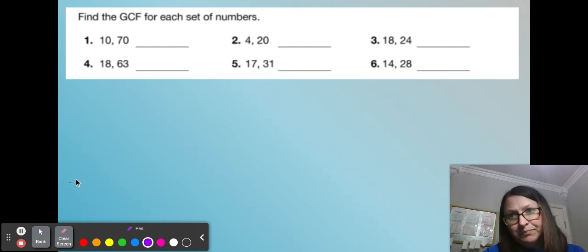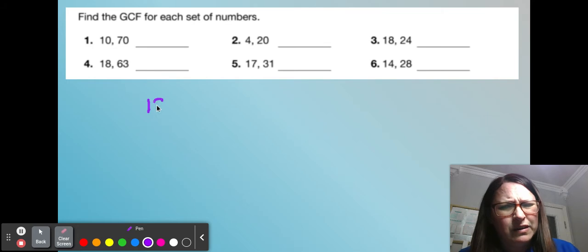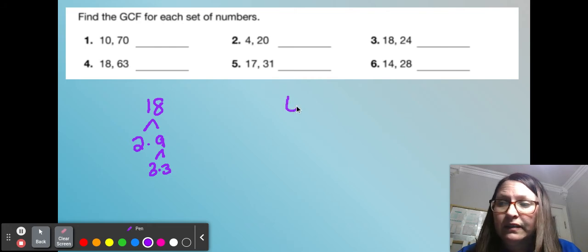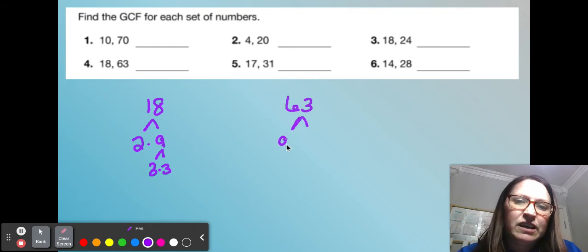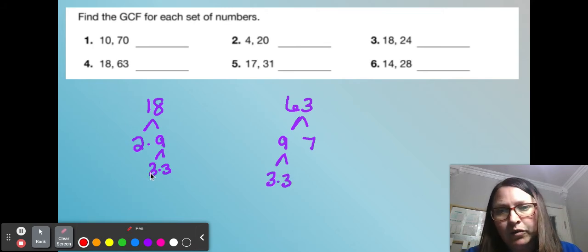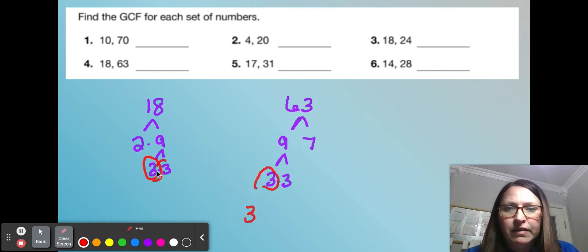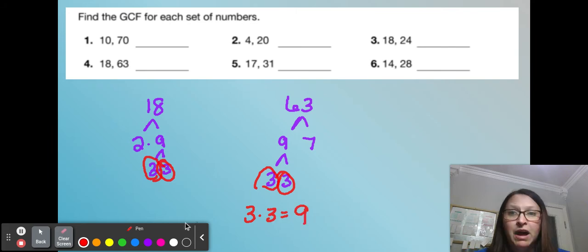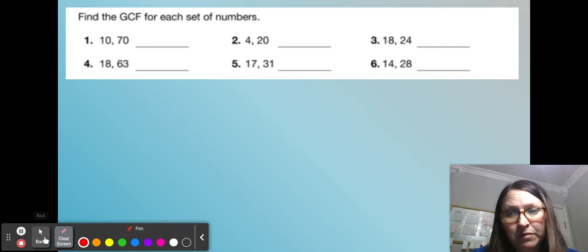Let's look at number 4. 18 and 63. 18 is 2 times 9, and 9 is 3 times 3. 63 is 9 times 7. 9 is 3 times 3. Now I've got my prime numbers. The next step is circle the ones they both have. They both have a 3 right here, so I'm going to put 3. They both have another 3 right here, so I've got another 3. 3 times 3 equals 9. And so 9 would be my greatest common factor with this one.